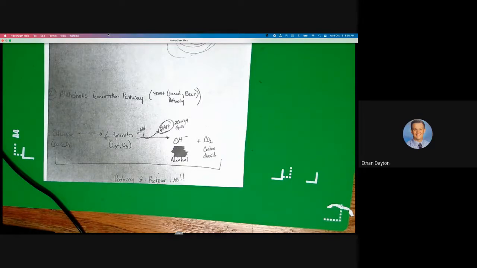Okay, I'm handing you the fermentation notes. 1, 2, 3, 4, 5. Remember, fermentation is anaerobic. It requires no oxygen.